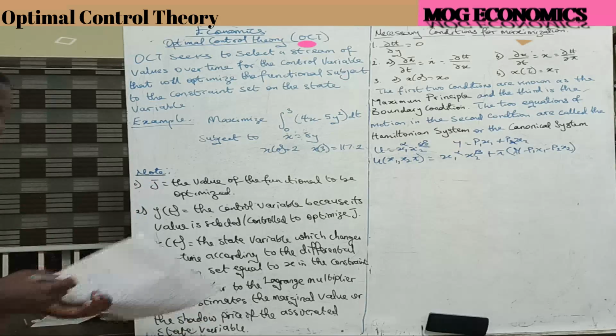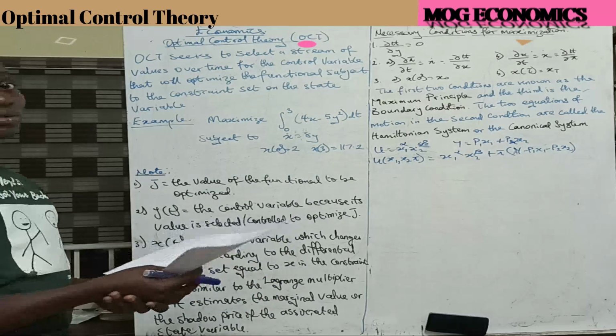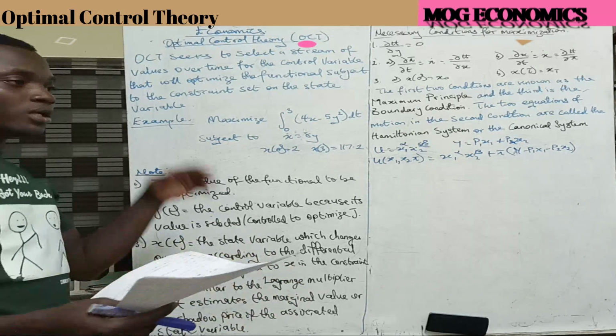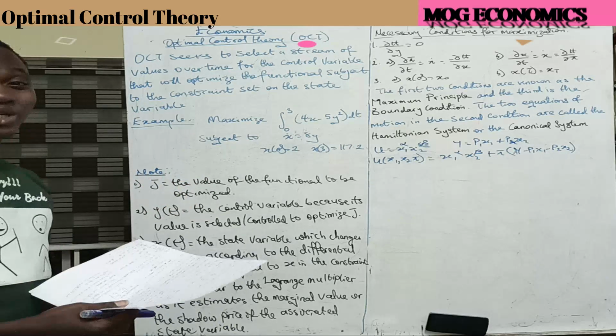So how do we solve this? Before that, we have necessary conditions for maximization. There's also a sufficient condition, which is the same thing as what we did. So thank God, you don't have to cram a new thing.